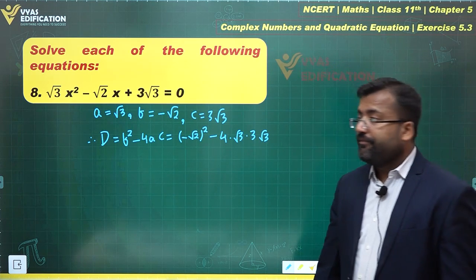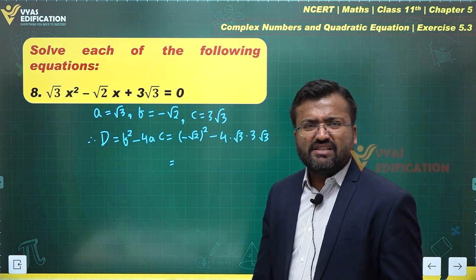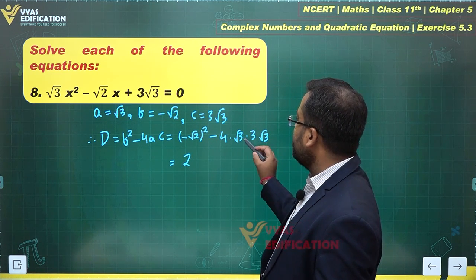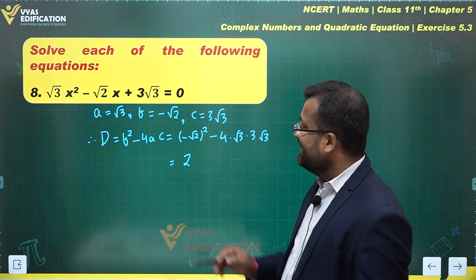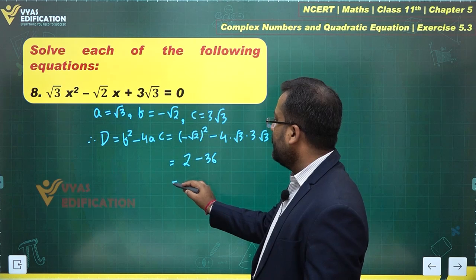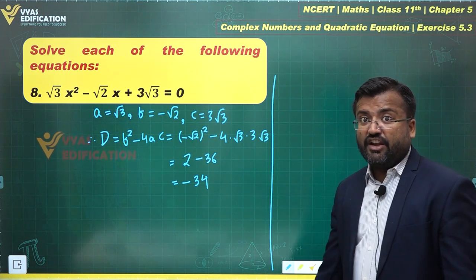Let's try to find that. What happens in case of minus root 2 whole square? Minus square is simply plus. Root 2 square is simply 2. What happens in this case? Root 3 times root 3 is 3. Into 3 is 9. Into 4 is 36. Minus 34 is what I am getting as the value of D.